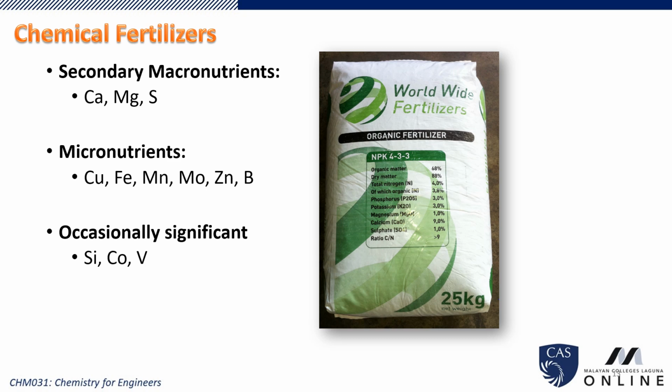There are also some important secondary macronutrients. Those are your calcium, magnesium, and sulfur. For the micronutrients, these are nutrients that are only beneficial in very small amounts. That includes copper, iron, manganese, molybdenum, zinc, and boron. There are also some elements that are occasionally significant, such as in the case of your silicon, cobalt, and vanadium.